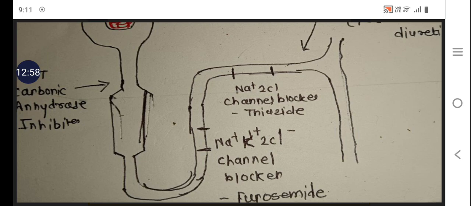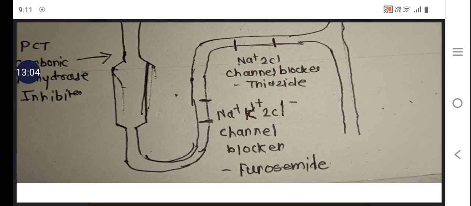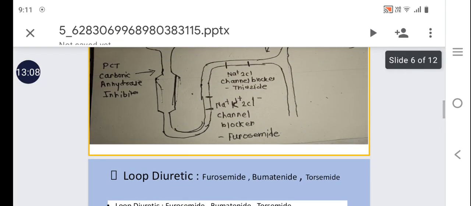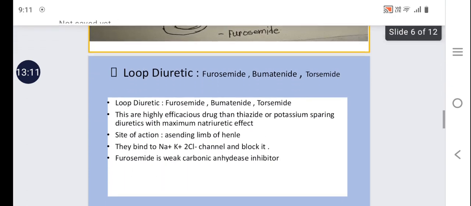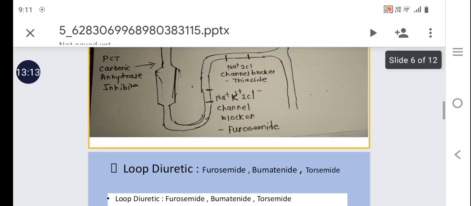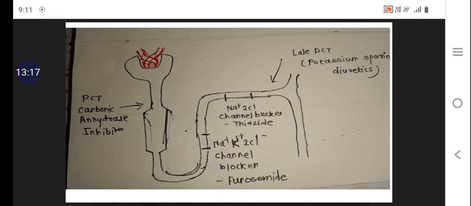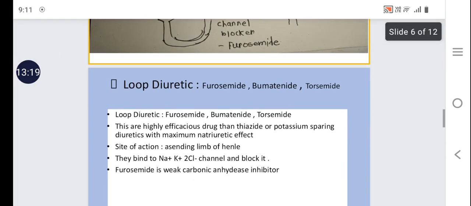Loss of sodium occurs in the urine, and along with sodium, water is also lost from our body. So thiazide diuretics have their site of action in the early distal tubule, and their mechanism is blocking the sodium-chloride channel in the early distal tubule.